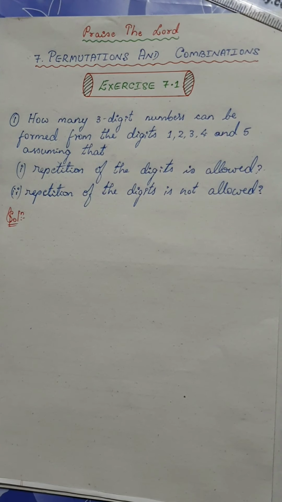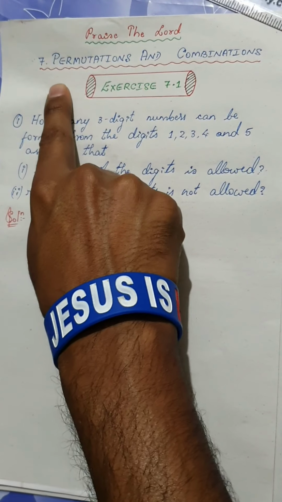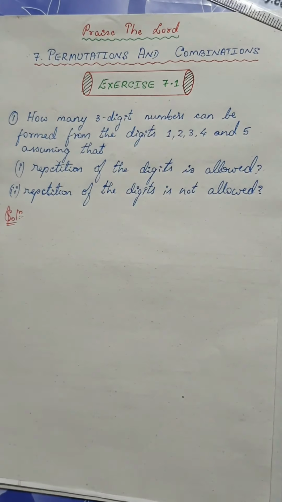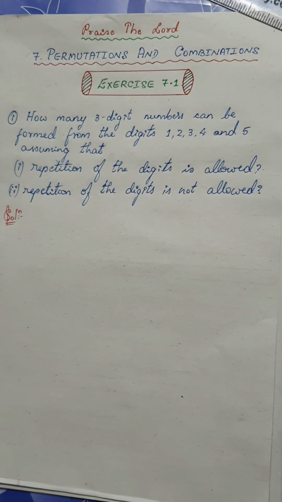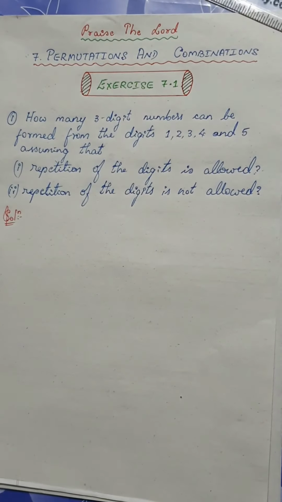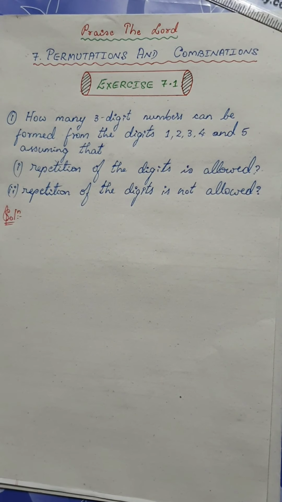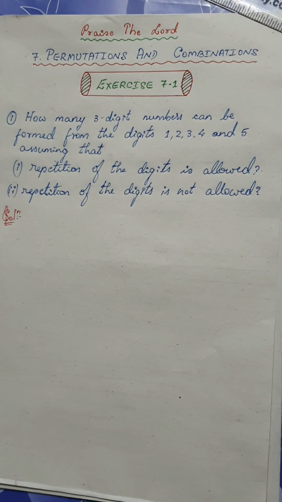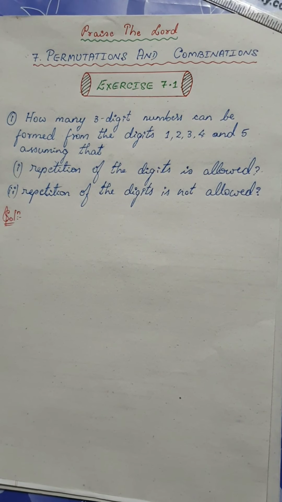So, dear friends, here comes the new chapter, chapter number 7, permutations and combinations. This is the first exercise on permutations and combinations, which is exercise 7.1. Dear students, this is one of the beautiful chapters in mathematics. If you take any competitive exams, you will definitely have questions on permutations and combinations.